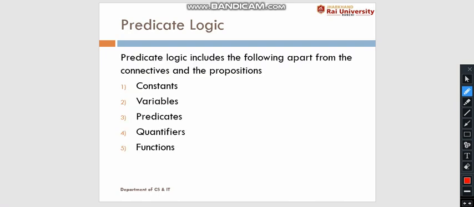Now, a predicate logic can be represented using connectives and propositions. Also, we need to include constants, variables, predicates, quantifiers, and functions. So, apart from including the connectives and the propositions, we also have to describe the constants, variables, predicates, quantifiers, and functions in order to describe a predicate logic.